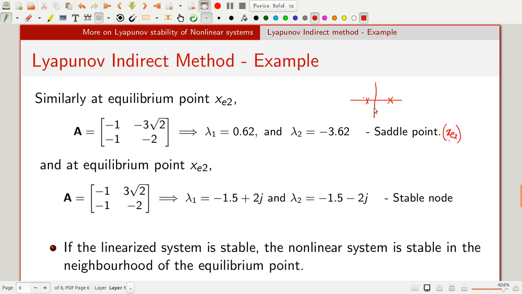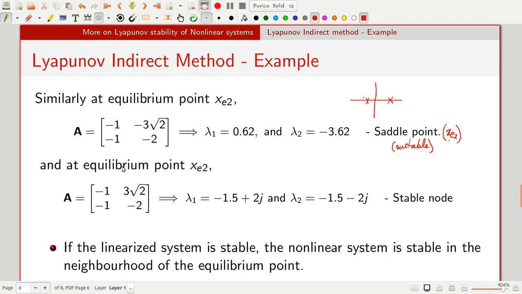We also know that as I have one of the eigenvalues on the right of the imaginary axis, the system is unstable near the equilibrium point xc2. Okay, so that means very near to the equilibrium point xc2, the system is unstable.